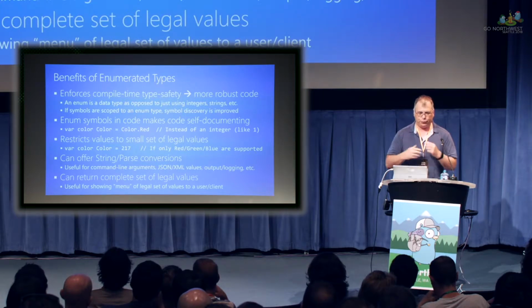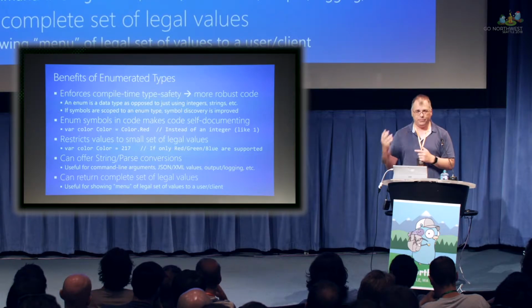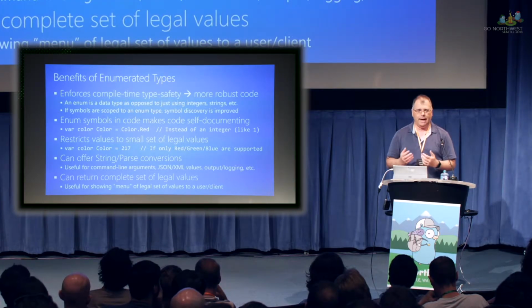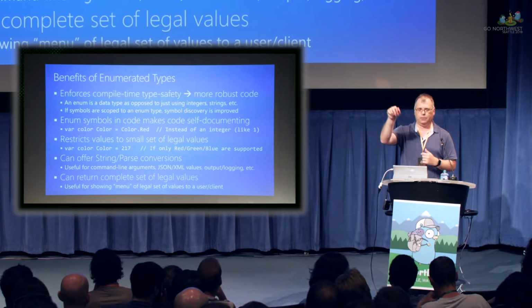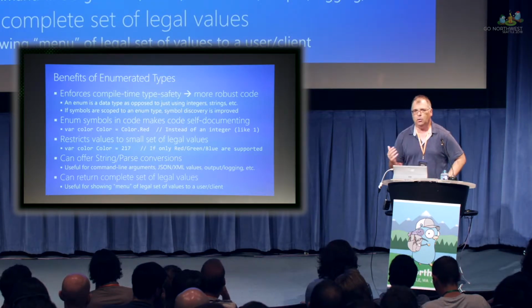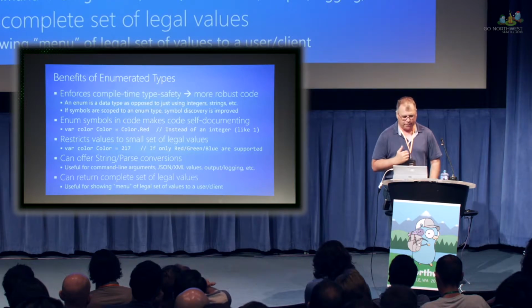And if symbols are scoped to an enumerated type, so there's, let's say, a color type, and it has some symbols on it, like red, green, and blue, well, then you know what is legal. And you can get discovery in your editor of choice when you type in color dot, and then you see the possible options there. That makes writing the code better, and again, more robust at compile time.